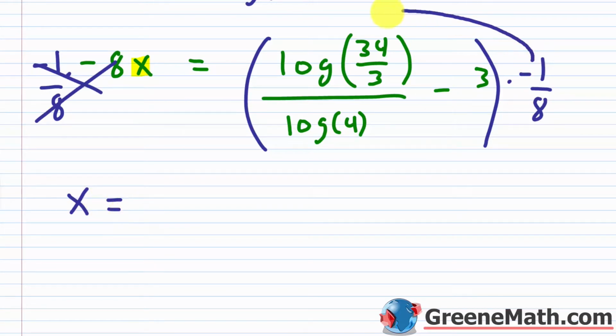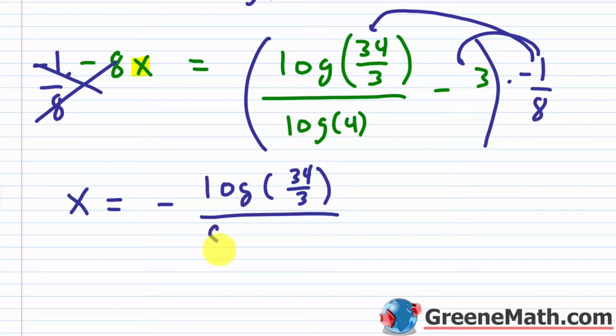On the right, I'm going to distribute this to each term, and so for the first one, I'm going to have the negative of log of 34 thirds over, you're going to have this 8 out in front times log of 4. Okay. Then what do we have? We basically have negative 3 times negative 1/8. That would be plus 3/8. So this is going to be your answer. Again, if you don't want to give an approximation, you would say that x is equal to the negative of log of 34 thirds over 8 times log of 4, plus 3/8.